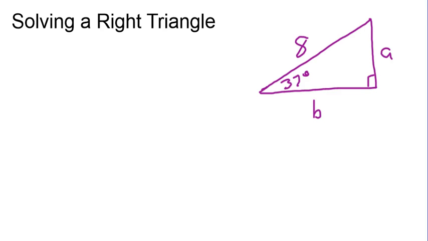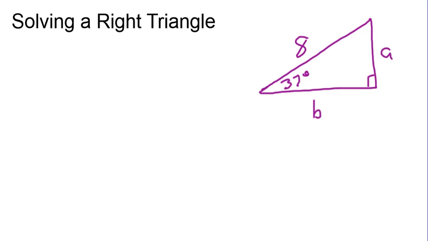The last main idea that we're going to be talking about in this lesson is solving a right triangle. Solving a right triangle means we're finding all 6 parts, which means all 3 angles and all 3 side lengths. So in this example, we have a right triangle. The hypotenuse is 8. We don't know what either of the 2 legs are. We know one of the acute angles is 37 degrees.